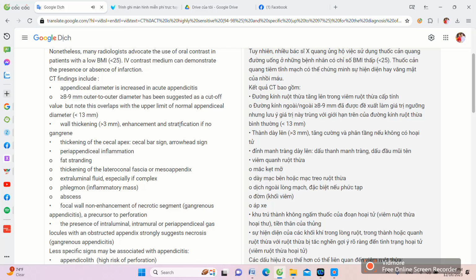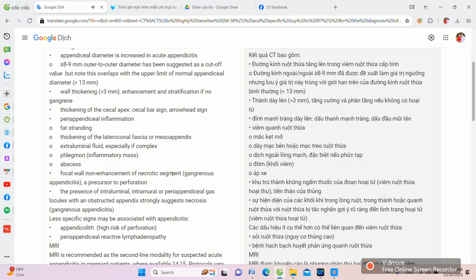Enhancement and stratification if no gangrene. Thickening of the cecal apex: cecal bar sign, arrowhead sign. Periappendiceal inflammation: fat stranding, thickening of the lateroconal fascia or mesoappendix. Extraluminal fluid, especially if complex. Phlegmon, inflammatory mass. Abscess, focal wall.